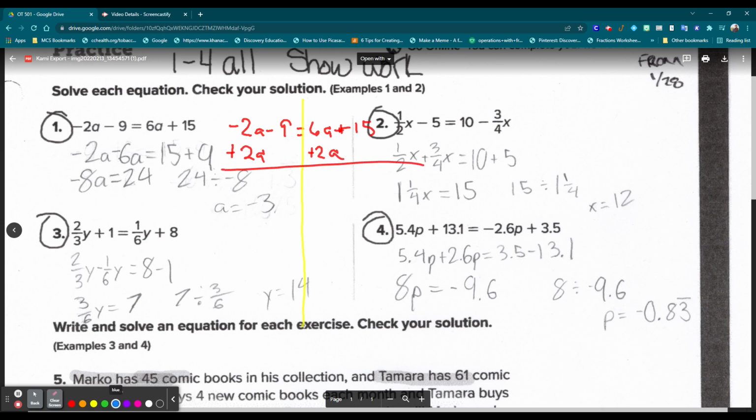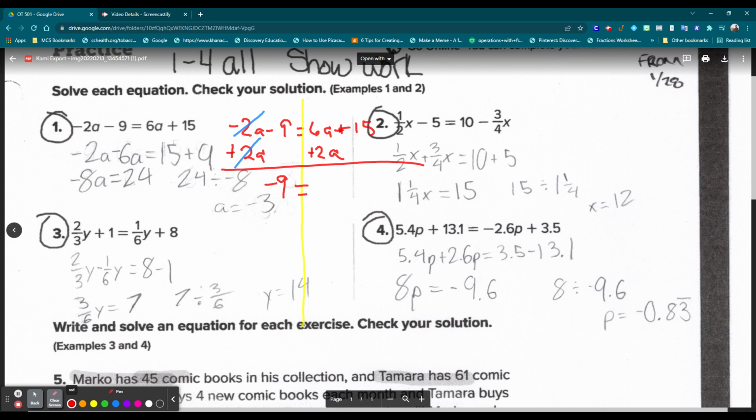So the purpose in doing all of that is it cancels out my 2a on the left and leaves me with just negative 9. Put my equal sign. I'm putting it right there on that yellow line that I drew because that's kind of the balancing point of the equation. Now over on the right-hand side, I've got 6a plus 2a.